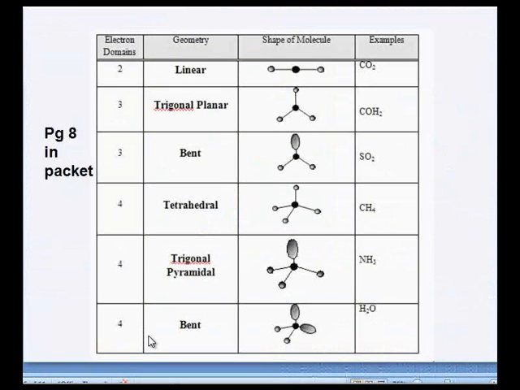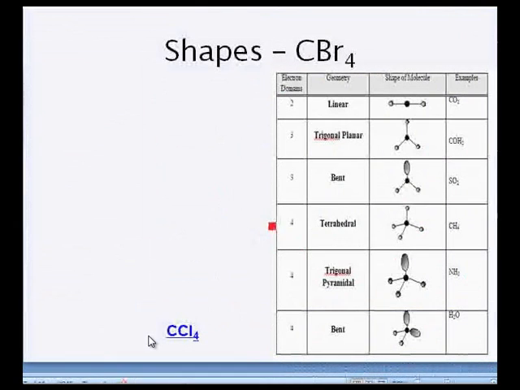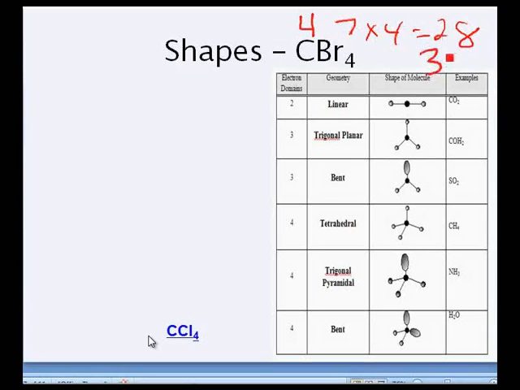Alright, so let's take a look at some. In your packet on page 8 is this handy-dandy chart that shows how to look at a Lewis structure and determine what we have. So let's go ahead and try using that. Alright, so the first thing we're going to draw is carbon tetrabromide. So carbon has 4 valence electrons. Each bromine has 7, times their 4 is 28. That's a total of 32 electrons.